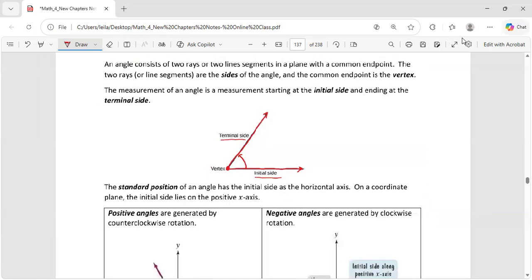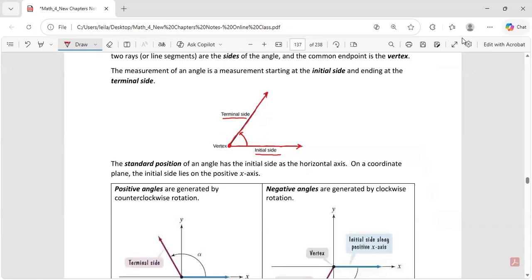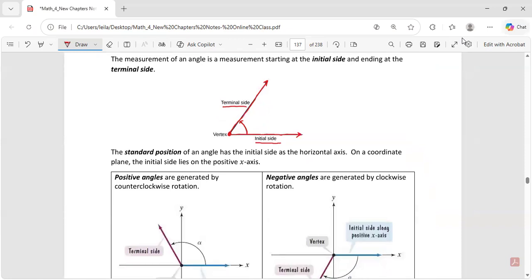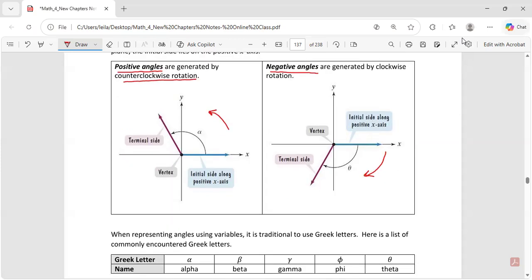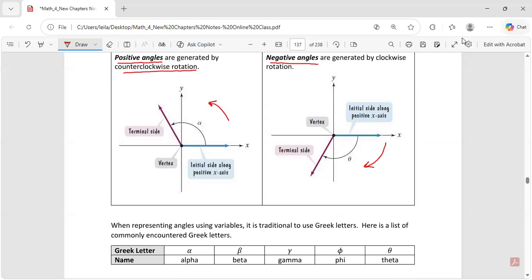But the question is, how does that direction show the angle? Because some angles are positive, some angles are negative. If the direction from initial side to terminal side is a counterclockwise direction, or this direction, we have a positive angle. But if we have a clockwise direction, which is this direction, we always have negative angles. And we usually show angles by using Greek letters like alpha, beta, gamma, phi, and theta.